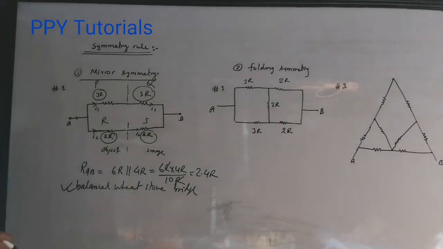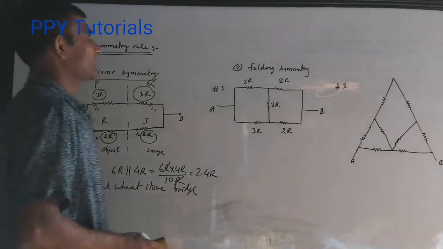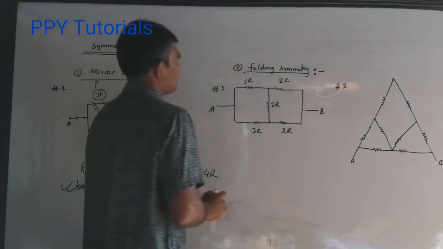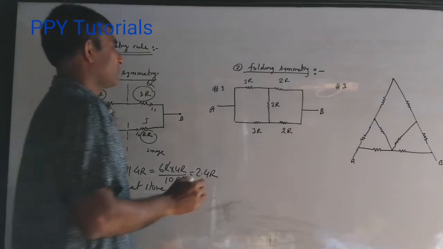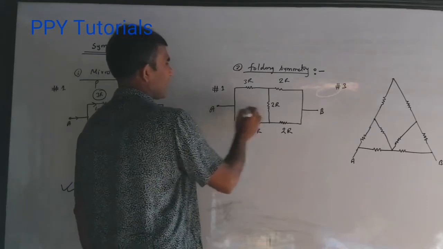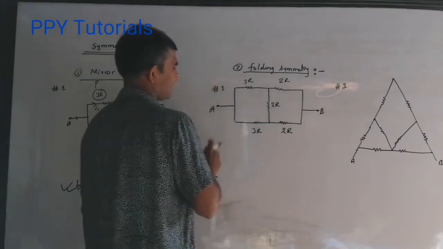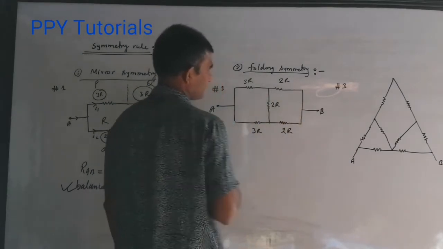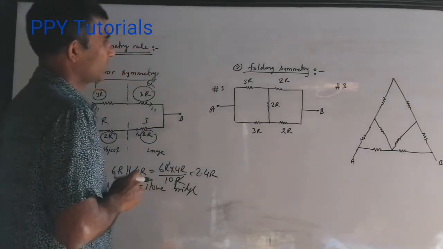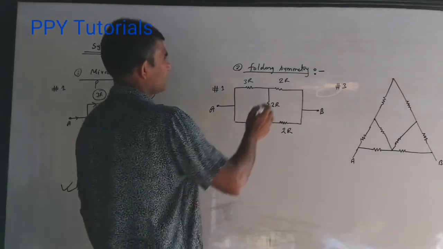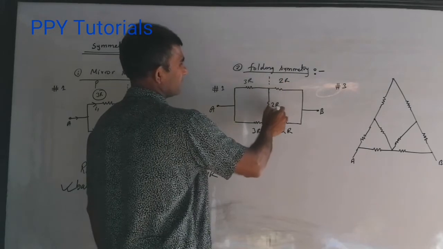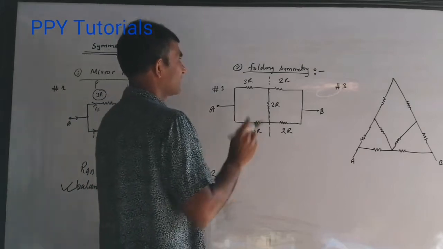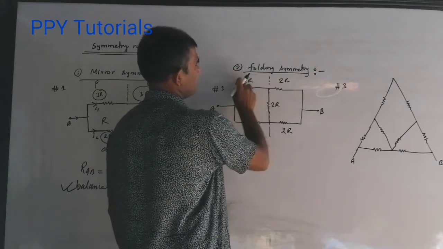Okay, now that was what we discussed last time. Let's see another technique, a trick that is going to help you a lot. That is the folding symmetry. Now to find the folding symmetry, you have to first identify the terminals. See this line AB, across which we have to find the equivalent resistance. This time you can't take this as the mirror axis. You can't treat this as a mirror symmetry. Why? Tell me, this is 3R and this is 2R. How can this be a mirror image?